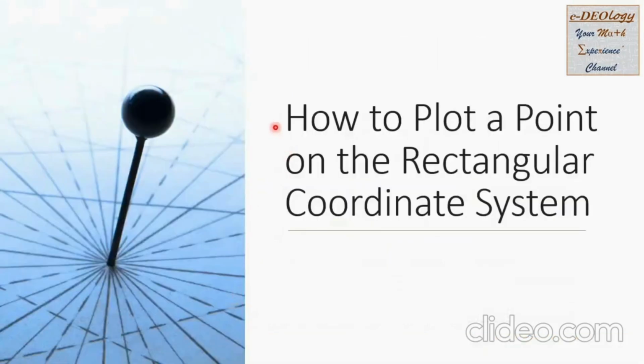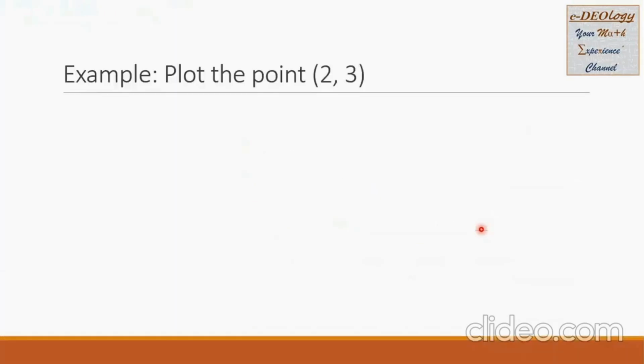Let us learn how to plot a point on the rectangular coordinate system. Let's begin with an example. Plot the point +2 and +3. Always remember, the first number represents the x-coordinate. The second number is for the y-coordinate.